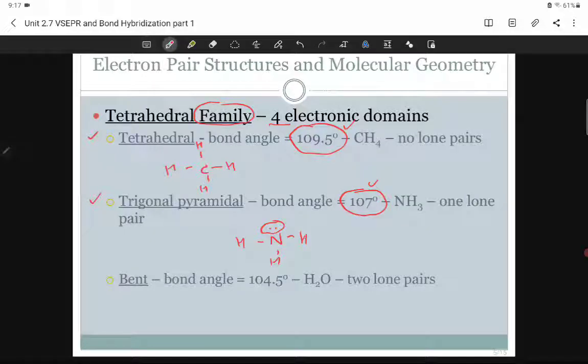And then water still has 4 domains of electrons, but 2 of them aren't bonded. So those 2 can repel even a little bit more. In this case, 104.5. So if you know those 3, that's going to get you very far.